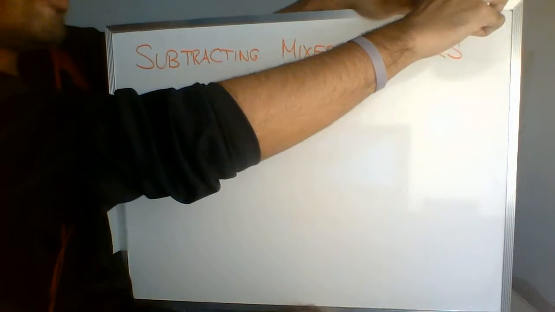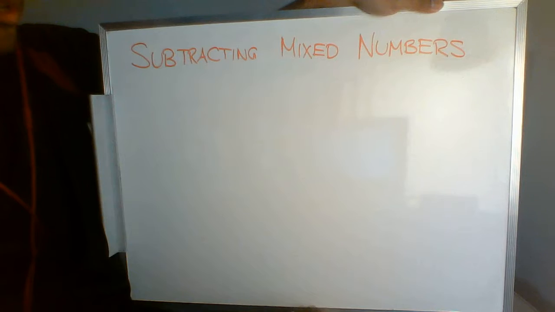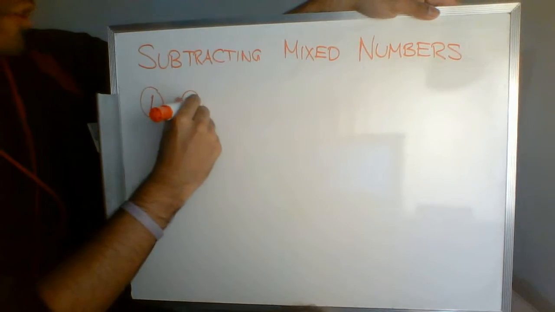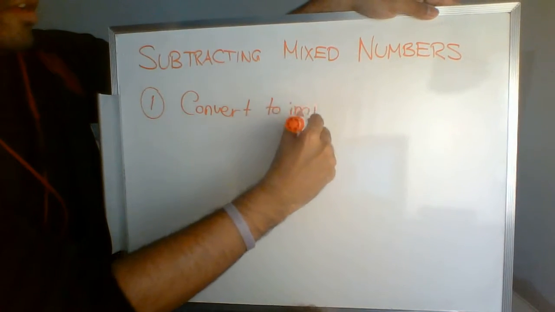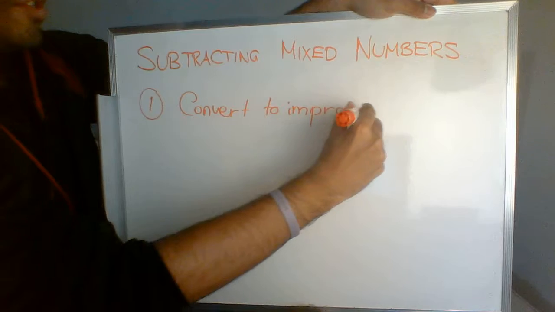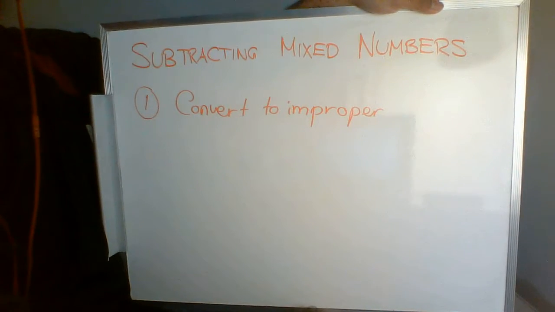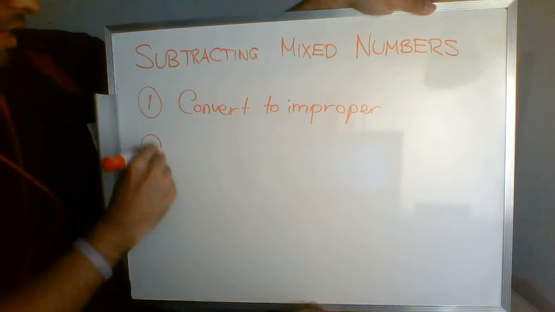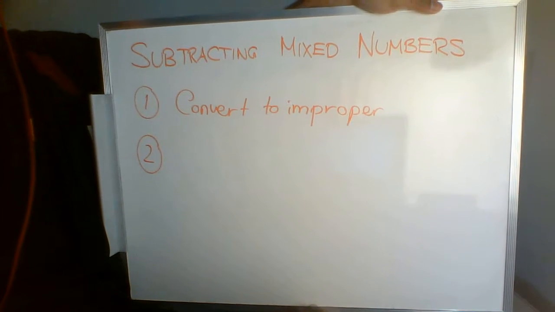Now, if you remember, when we were working with adding mixed numbers, there are two ways to do it, right? The first way is that you convert everything to an improper fraction, or to groups of improper fractions. So if you have two mixed numbers that you want to add or subtract, you could convert both or all of them into improper fractions, get a common denominator and solve them that way.